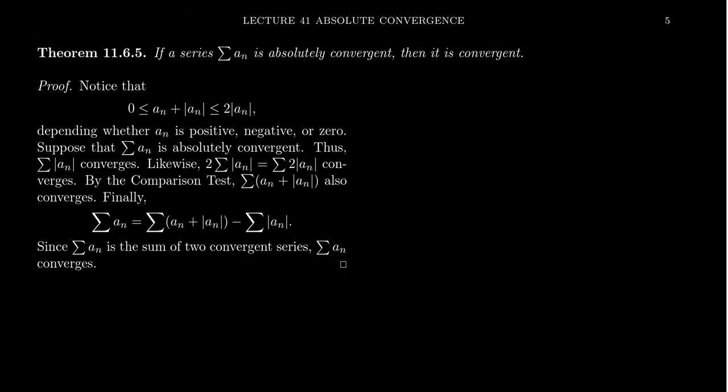Welcome back. In our previous video, we saw the idea of absolute convergence. What does it mean for a series to be absolutely convergent? And we also introduced the idea of conditionally convergent. And we showed an example of an absolutely convergent series, which was convergent, and a conditionally convergent series, which is to say that it was convergent but not absolutely convergent.